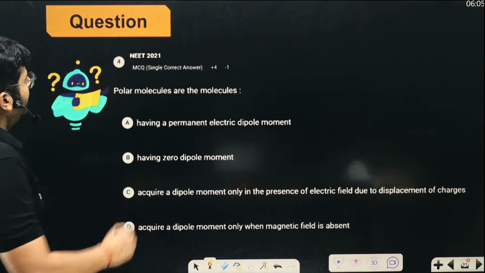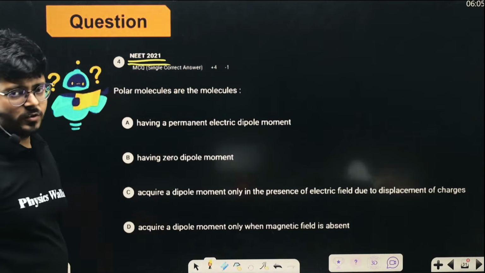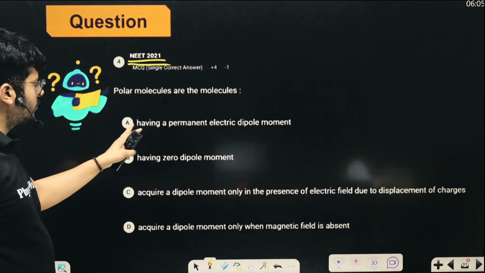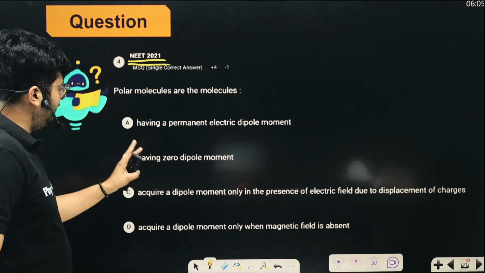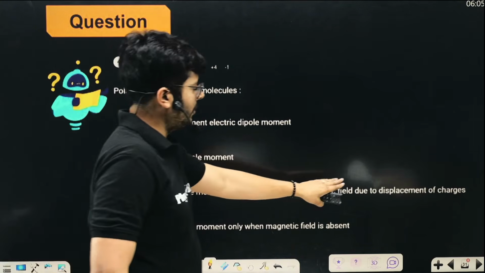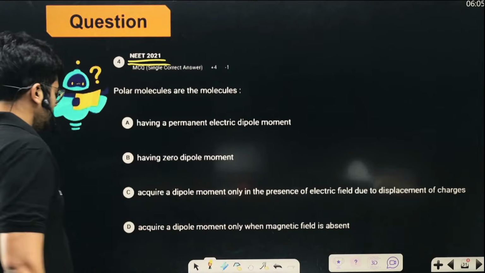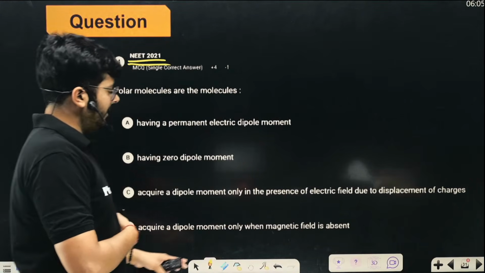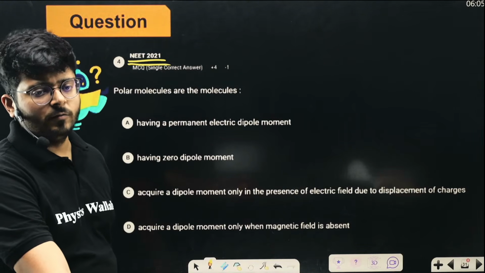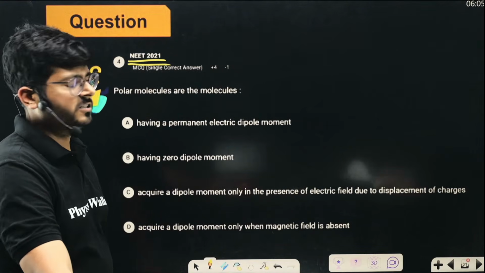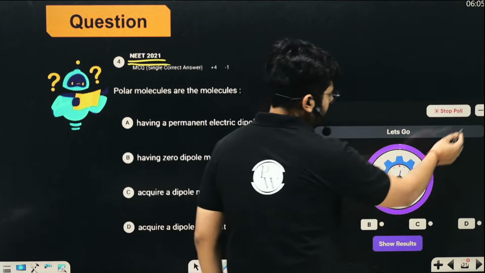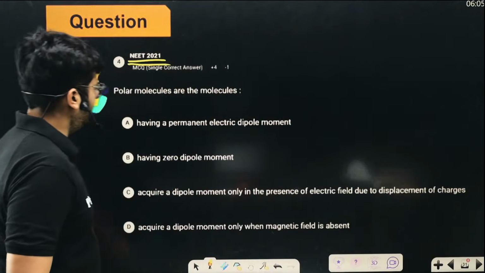So here it is. NEET 2021 again, this question was asked, right? The question is this: polar molecules are the molecules having a permanent electric dipole moment, having zero electric dipole moment, acquire a dipole moment only in the presence of electric field due to the displacement of charges, or acquire a dipole moment only when magnetic field is absent, right? So what will be the situation? This is something you have to answer. Again, a very simple, straightforward question. You should be able to answer it in the 30 seconds window, right?